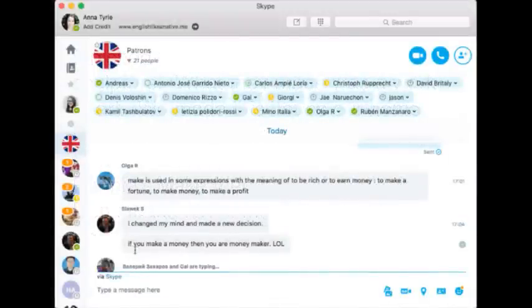Perfect, Sławek. If you make money, you don't need a. Money is non-countable. Is that right? So we don't use a, but money's plural, basically. So if you make money, then you are a, so you need one here because you're a maker. You're a money maker. Yeah, so just move that a from there over to here, and that's perfect.